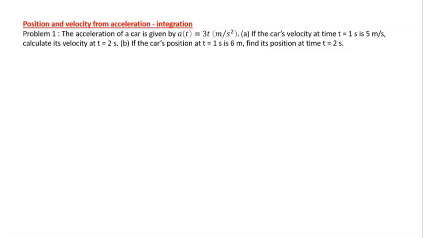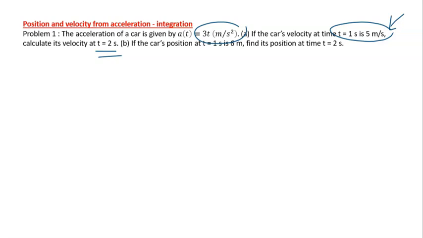The acceleration of a car is given by 3t, where t is time measured in seconds, and the acceleration is measured in meters per second squared. Now, if the car's velocity at time t equals 1 is 5 meters per second, calculate the velocity at t equals 2 seconds. So this is the initial condition for part A of the problem.